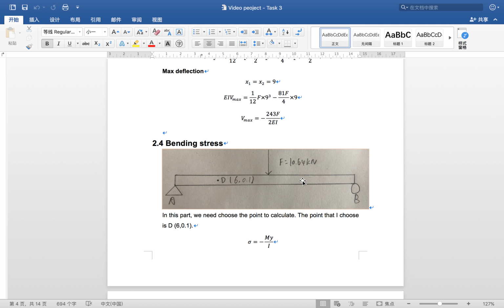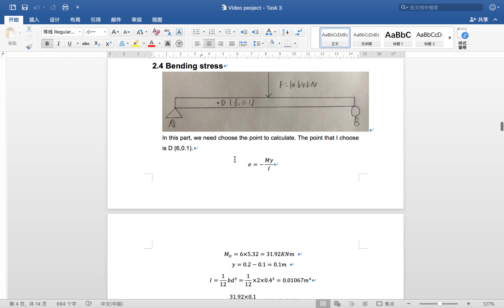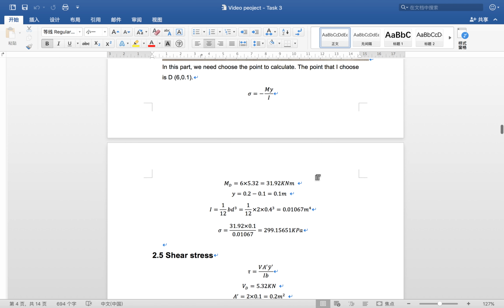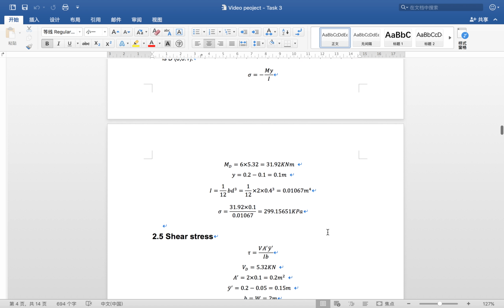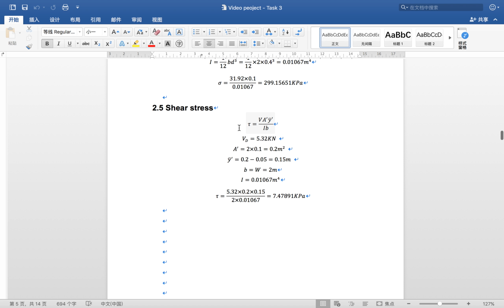And the next is bending stress. For the bending stress, I first choose a point and then start my calculation. That is the formula for the bending stress. In this formula, we should find M, y, and I, and finally get sigma. M is equal to 6 times 5.32, y equals 0.1, and I is already here. Finally, we use the formula to find sigma, which is 299.15651 kilopascal.